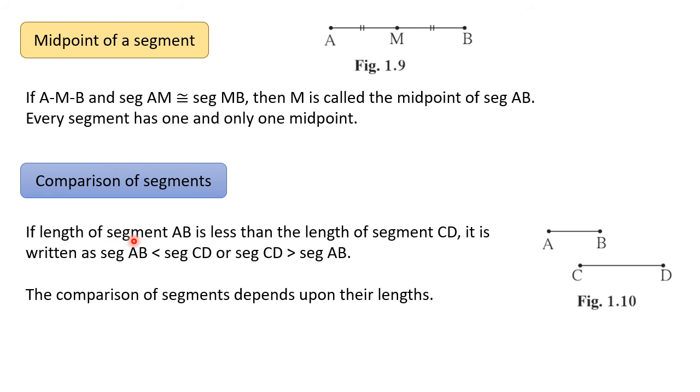Okay, so if the length of segment AB is less than the length of segment CD, it is written as segment AB is less than (using the less than sign) segment CD, or it can also be written as segment CD is greater than segment AB. The comparison of segments depends upon their length. So like I told you all, if you have to do the comparison, you have to measure the lengths and then you can compare and say which length is bigger and which length is smaller.